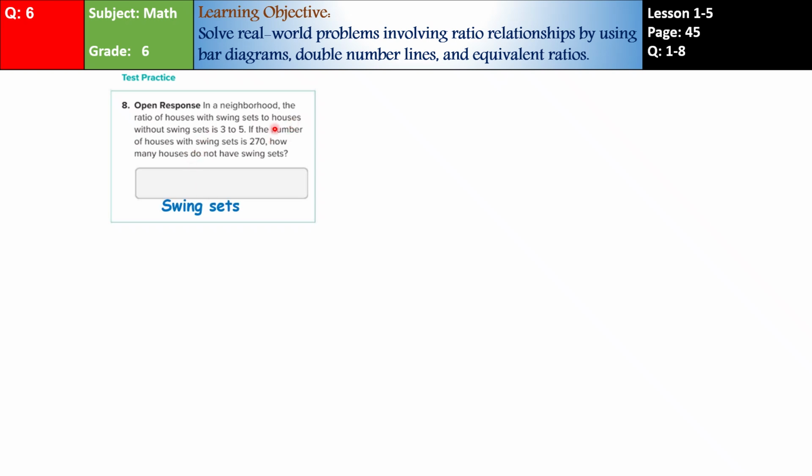In a neighborhood, the ratio of houses with swing sets to houses without swing sets is 3 to 5. If the number of houses with swing sets is 270, how many houses are there in total? So swing set is 3 and houses are 5. Like out of 5 houses, 3 houses have swing sets. If there are 270 swing sets, how many total houses are there?